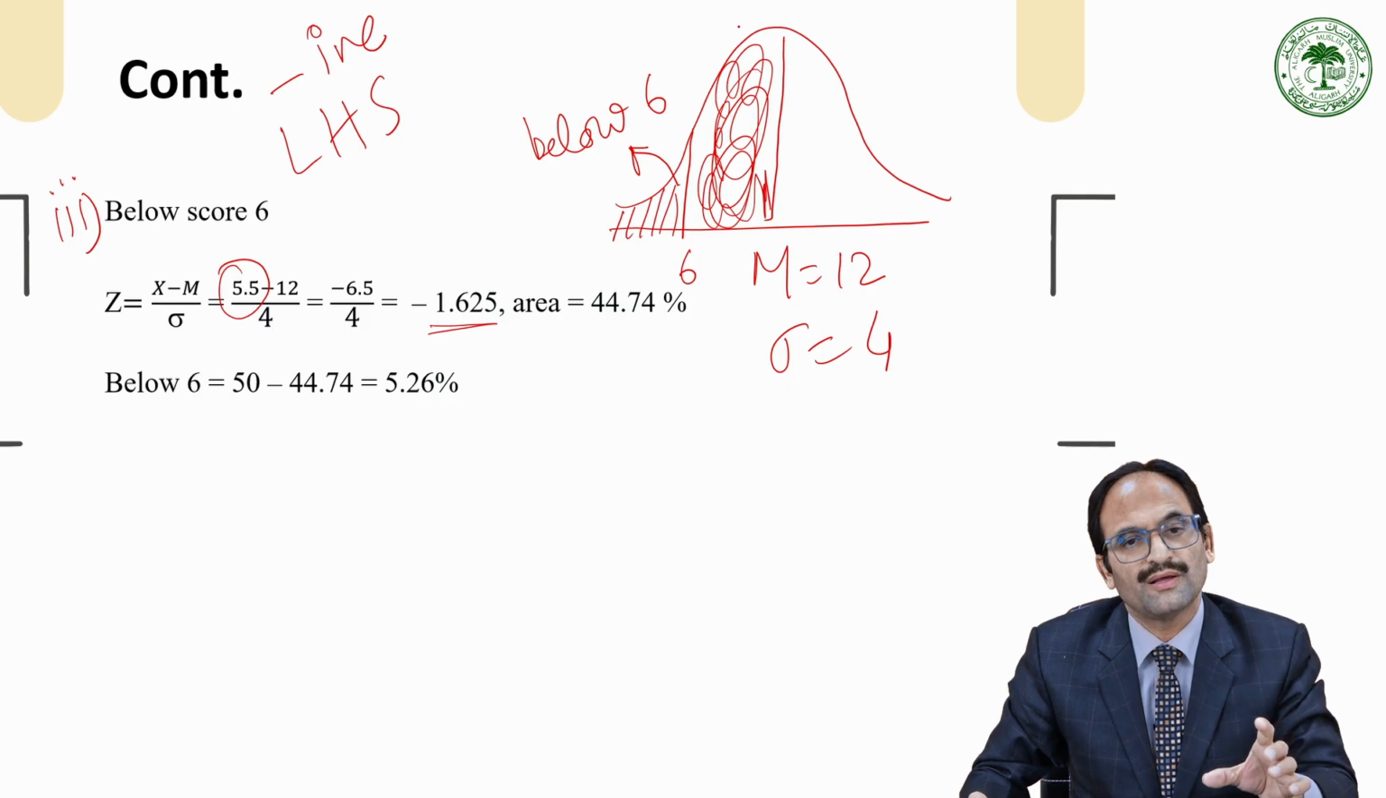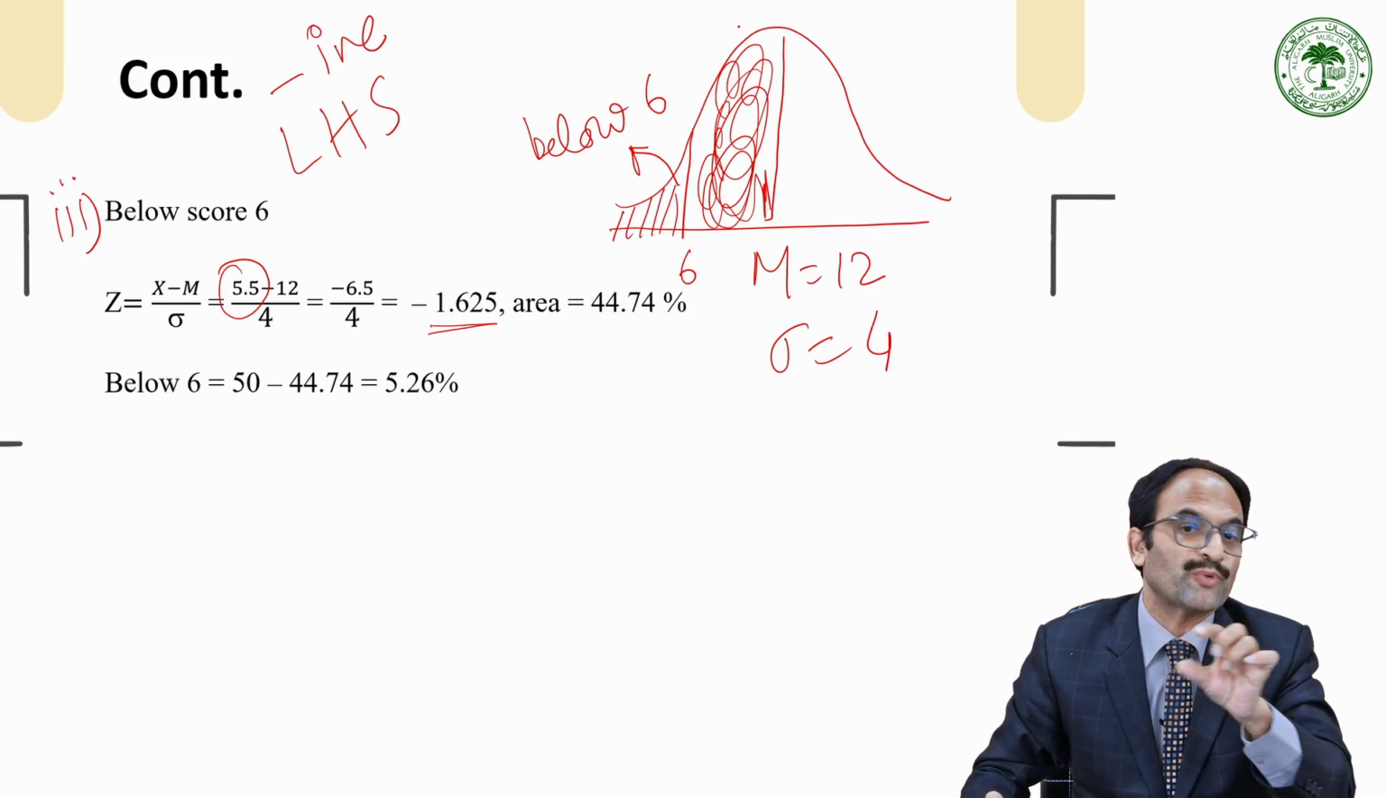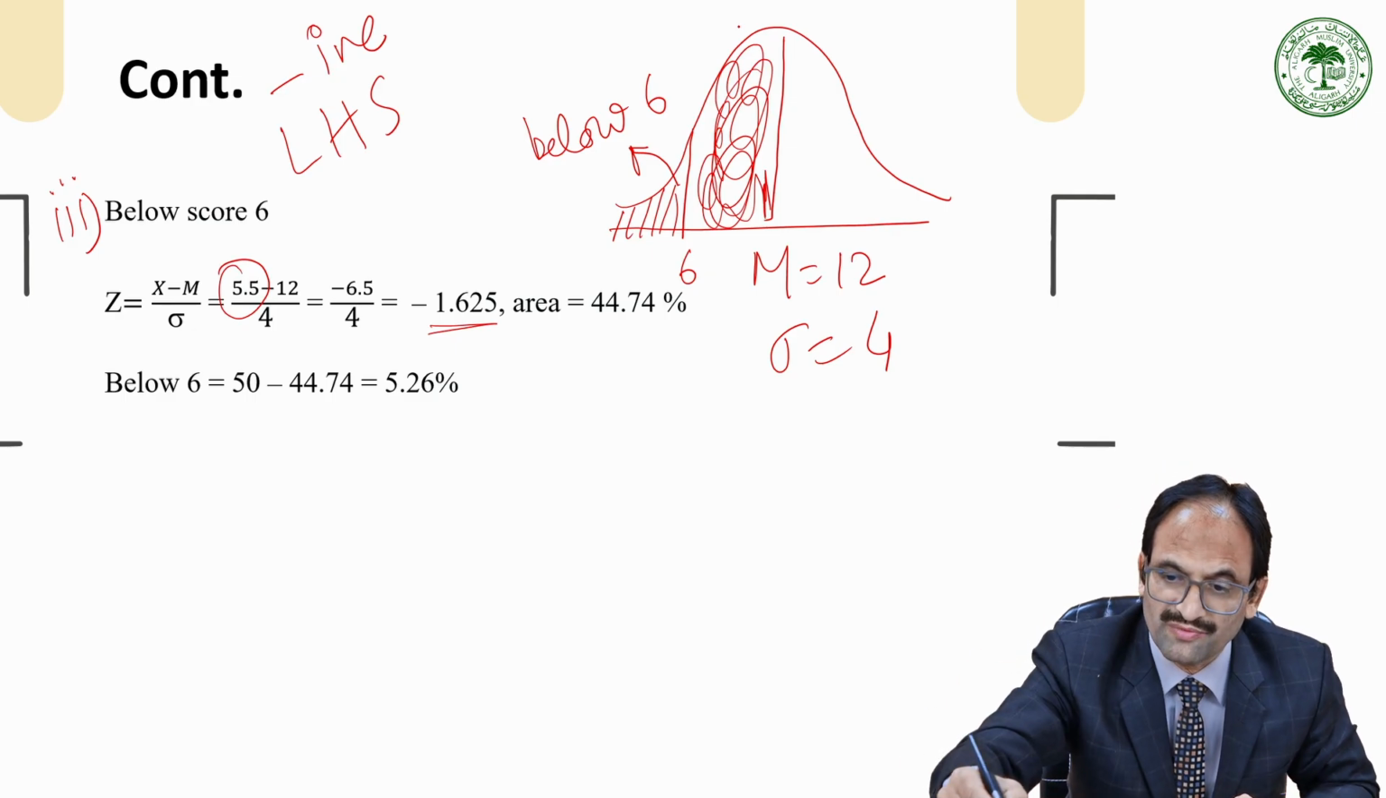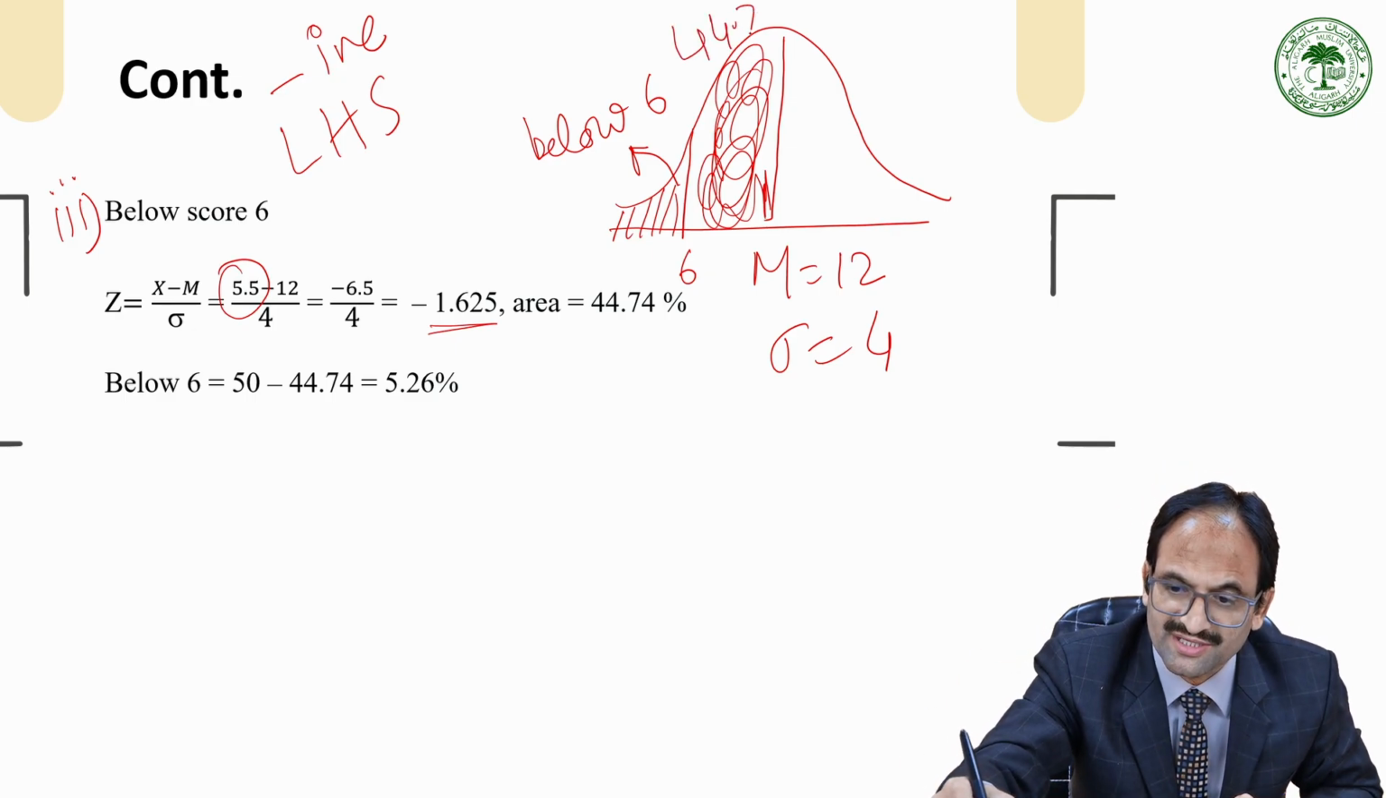So for this particular area, just open the table as you have done in the previous case. Open the table, see the first column, locate 1.62 and see the corresponding area. So you will find it 44.74%.